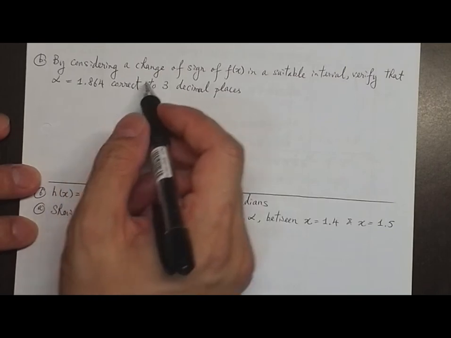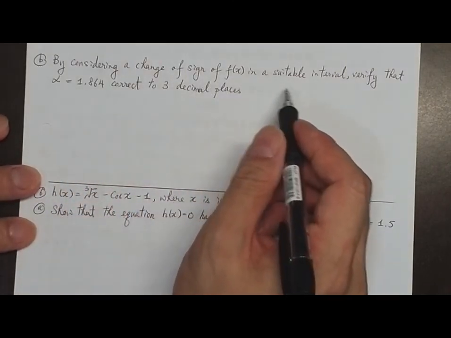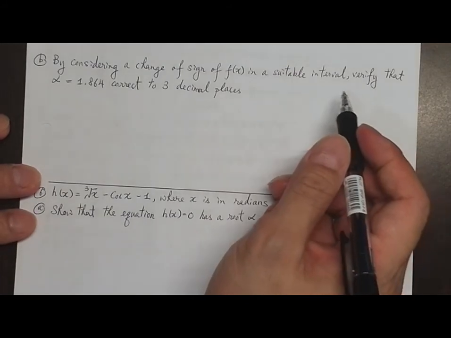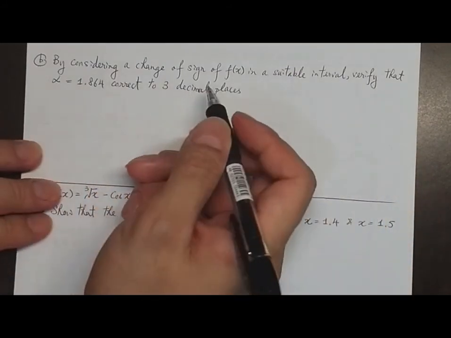B 呢一條，by considering a change of sign of f(x) in a suitable interval, verify that alpha equals 1.864, correct to three decimal places.